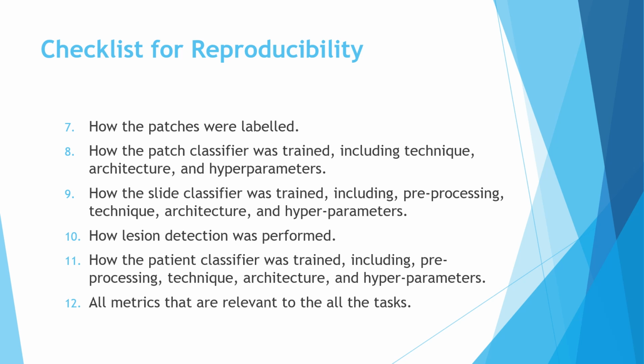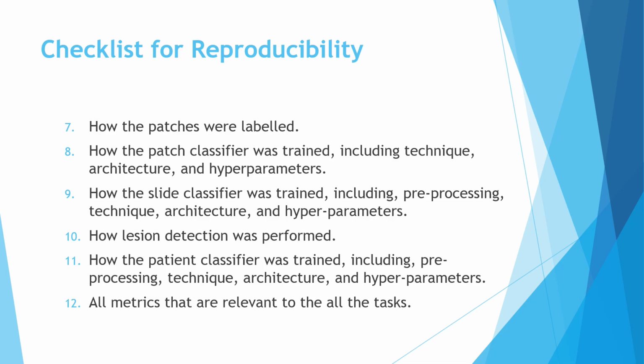The ninth item, because if there is any label that need to be predicted related to the slide, if the whole slide image need to be classified, for example, if it's coming from a specific patient and needs to decide whether the patient has cancer or not, the information related to the slide classifier also needs to be reported.